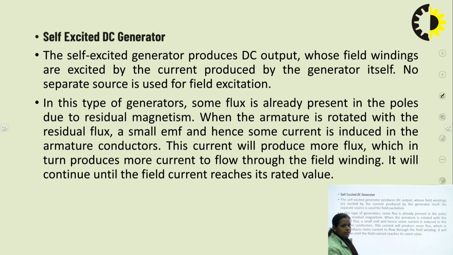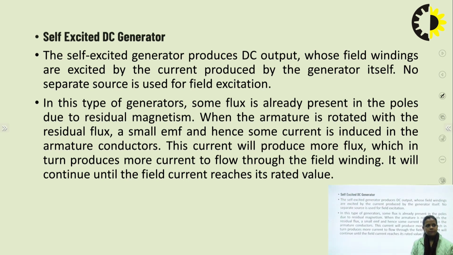Now next, coming to the self-excited DC generator. What does self-excited DC generator mean? The self-excited generator produces the DC output whose field windings are excited by current produced by the generator itself. No separate source is used for the field excitation. In the separately excited generator, we have seen that we use a separate source to excite the field winding. But in a self-excited DC generator, we do not use a separate source; the excitation is given within the generator only.